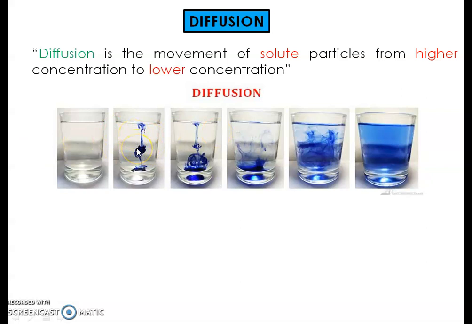Here the phenomenon of Brownian movement takes place. So what is actually Brownian movement? Brownian movement is the movement of particles of solute as well as solvent, every particle in the solution, from one place to another. It is a continuous kinetic movement. Whenever there is a solution, the particles are continuously in kinetic movement or kinetic velocity, and that movement is called Brownian movement.